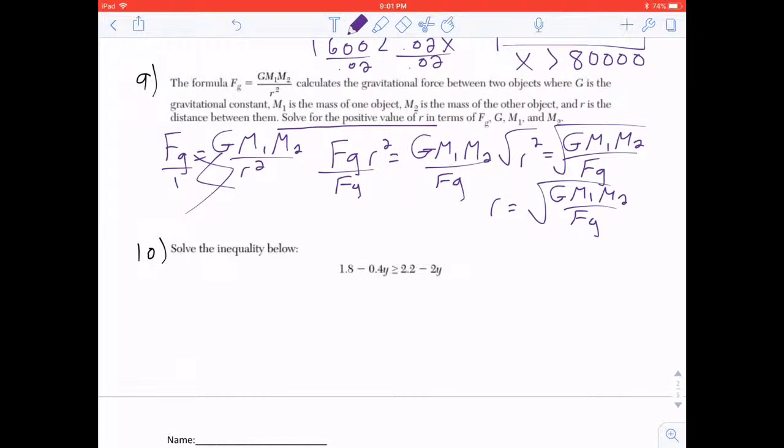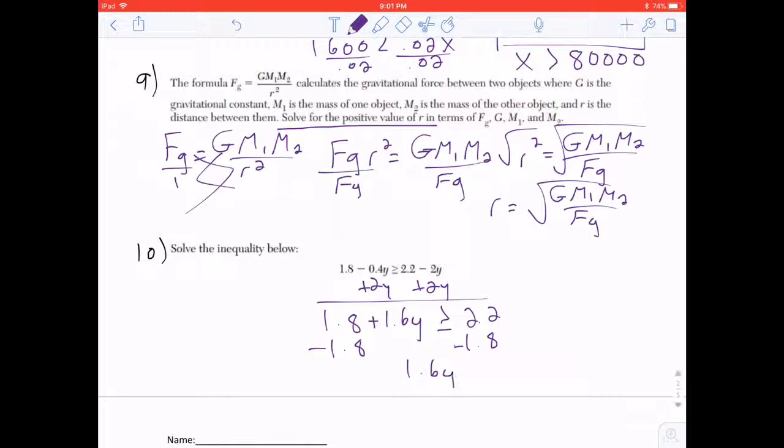Number 10, solve the inequality. Again, I have variables on both sides. I'm going to add 2y to allow me to have my variable on the left-hand side, also giving me a positive y value. I then subtract 1.8 on both sides. 1.6y is greater than or equal to 0.4. My last step is to divide by 1.6.